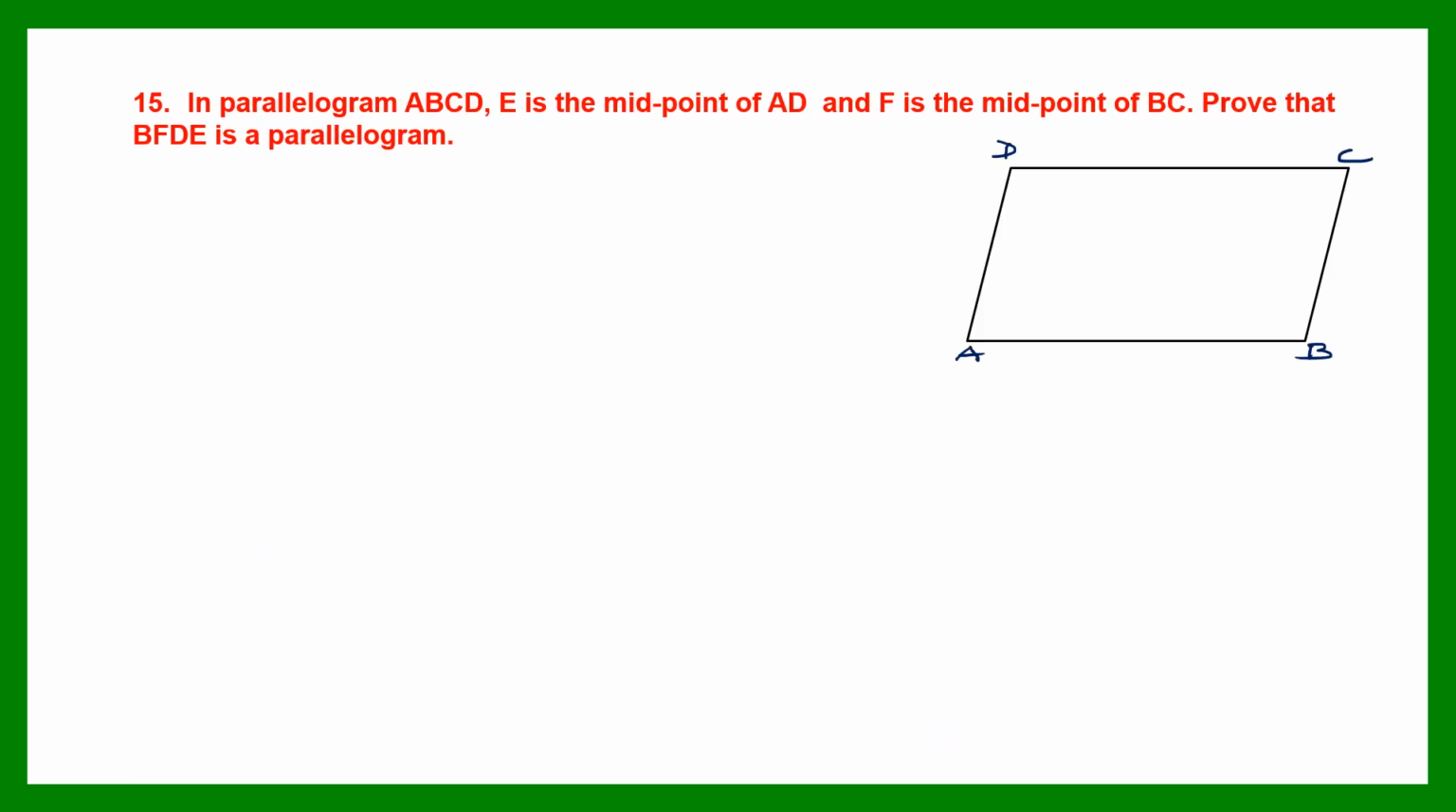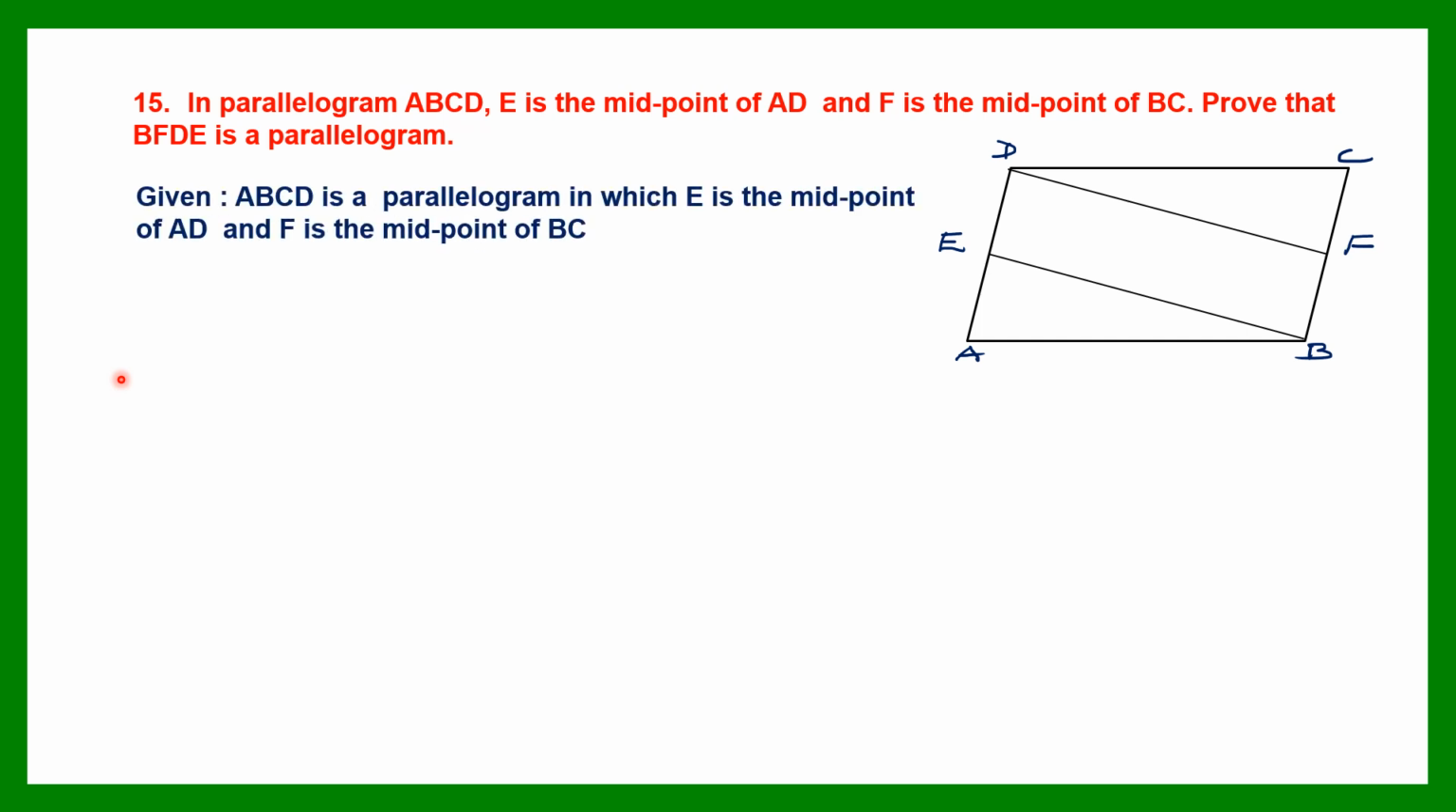Question 15. In parallelogram ABCD, E is the midpoint of AD. So we should get a midpoint here. E is the midpoint of AD, and F is the midpoint of BC. Now we have to prove that BFDE is a parallelogram. So we have to join these. When we join these, we get this. So we have to prove that the figure that we got here is a parallelogram.